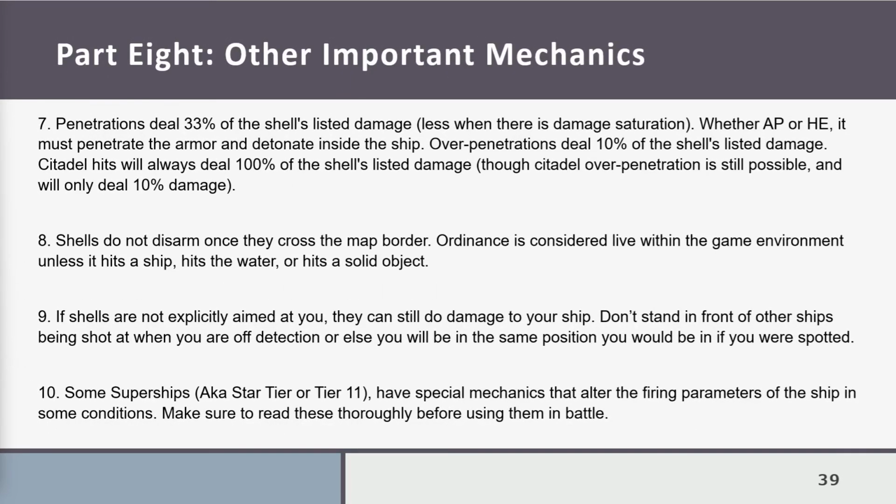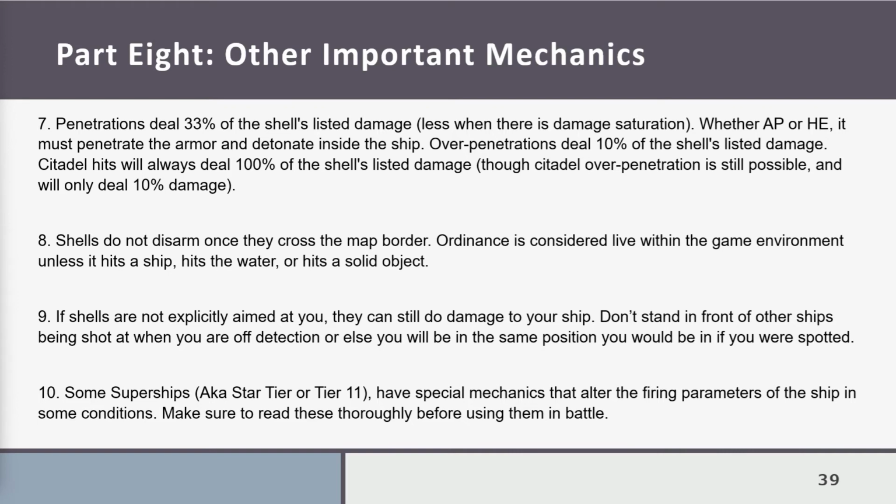Other important information. Penetration deals 33% of a shell's listed damage, less when there's saturation, whether it's AP or HE or SAP. They must penetrate the armor and detonate inside the ship. Over penetration deals 10% of the shell's listed damage to the section of the ship it hit. So it'll damage 10% to the compartment and then 10% to the overall HP hull section.